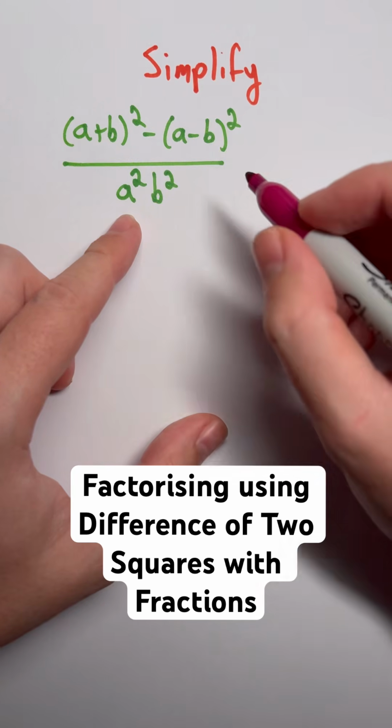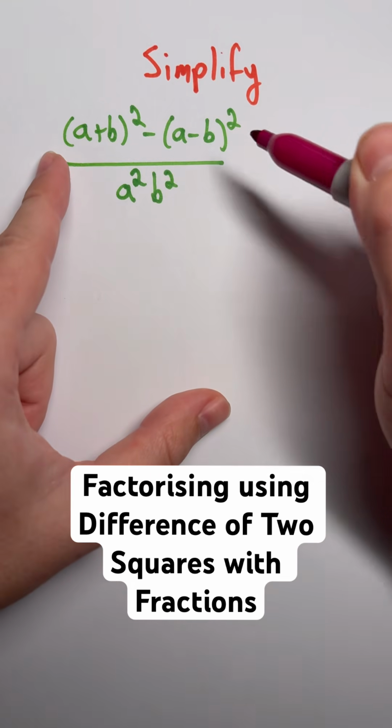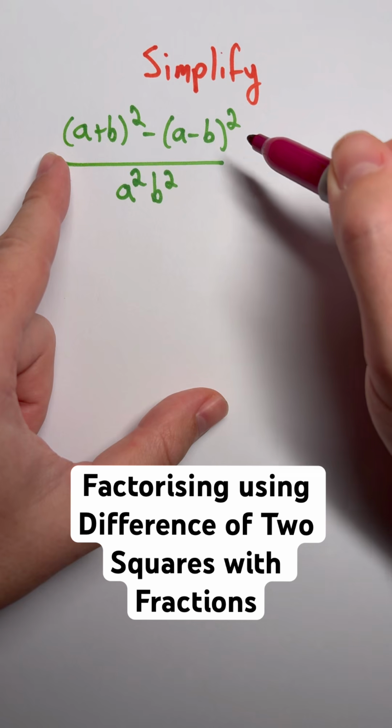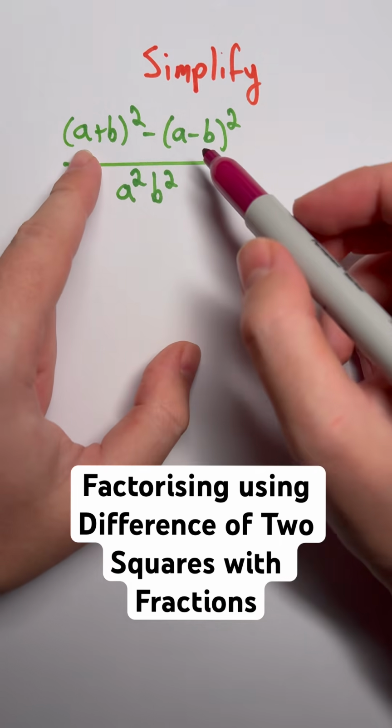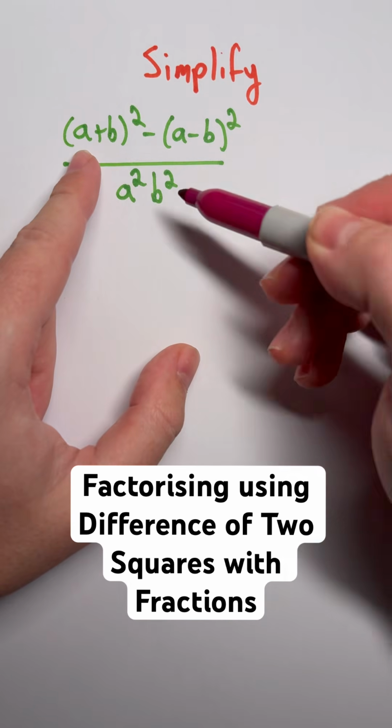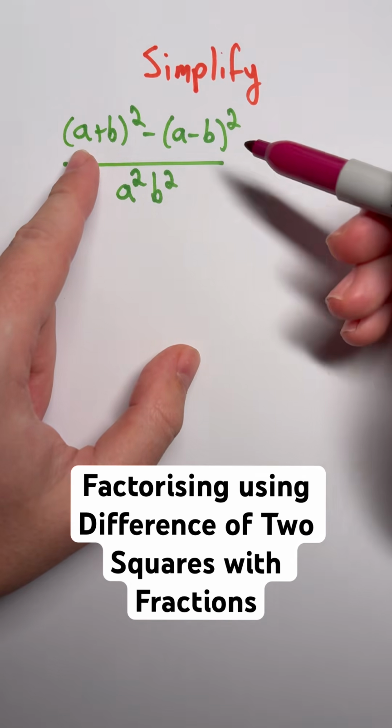Alright, someone commented, why didn't I simplify this fraction using difference of two squares? And the answer is I could have, and maybe I should have. However, I will say that most students don't practice this technique enough to be able to identify a question like this as difference of two squares.